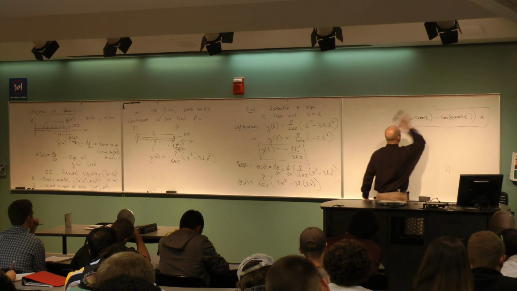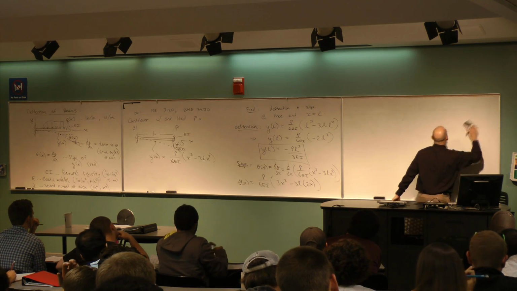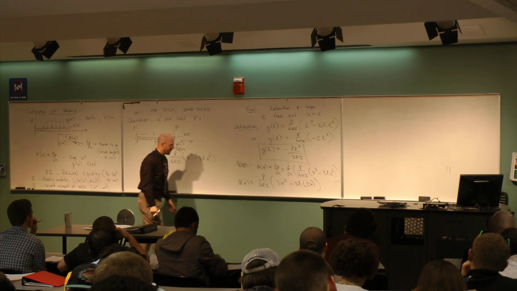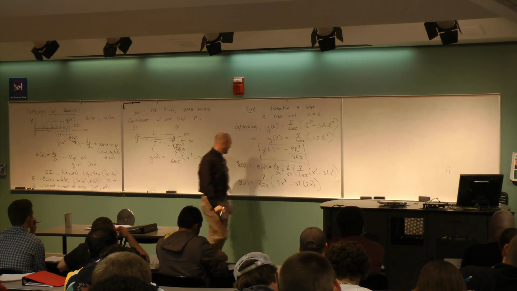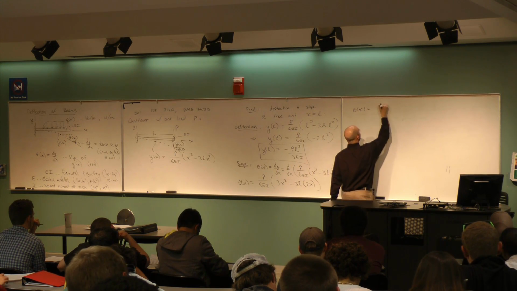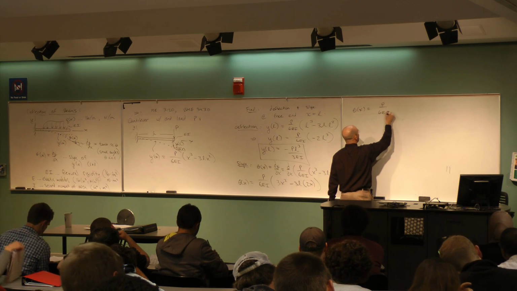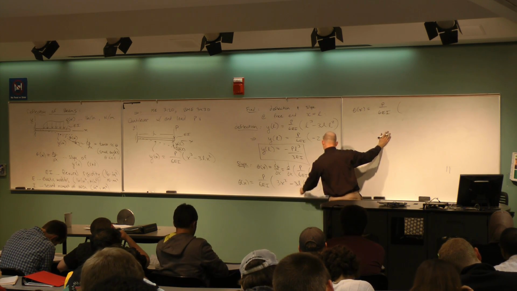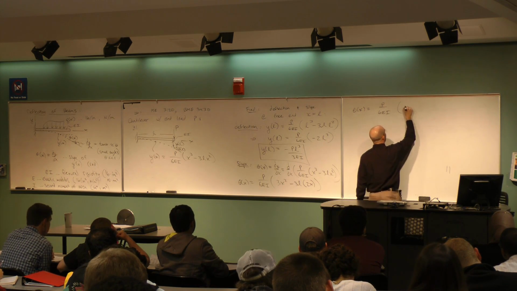Okay, and so now I should be able to simplify the algebra a little bit. So I've got P over 6EI. Theta of x is P over 6EI times, I've got 3x squared minus 2 times 3 is 6Lx.